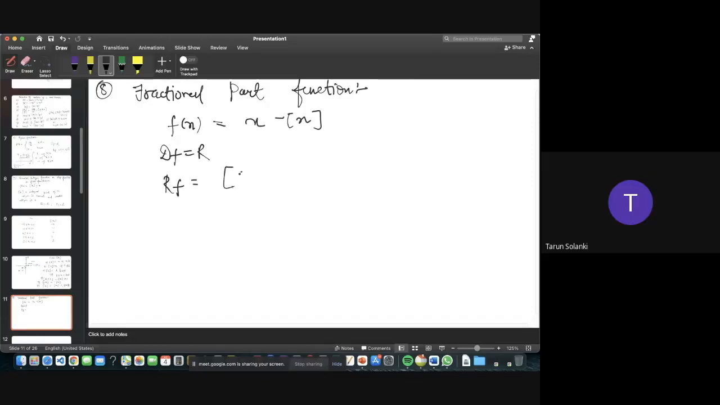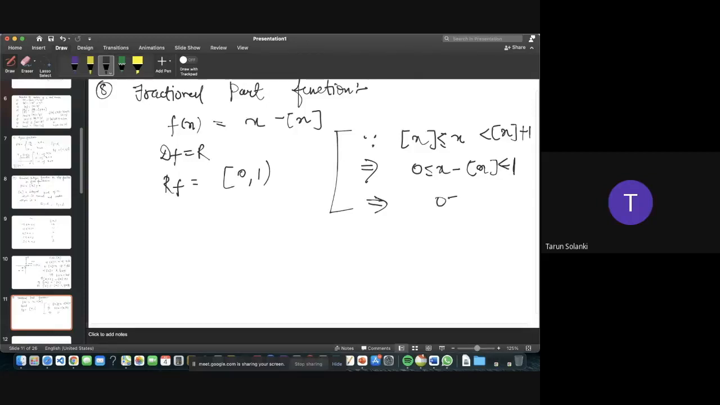range is 0 to 1. It excludes 1, right? So we can say the integral part is less than or equal to x, which is less than the integral part plus 1. And here it's greater than or equal to 0 and less than 1. And again, if we talk about 0, it is less than or equal to f(x), which is less than 1, right?